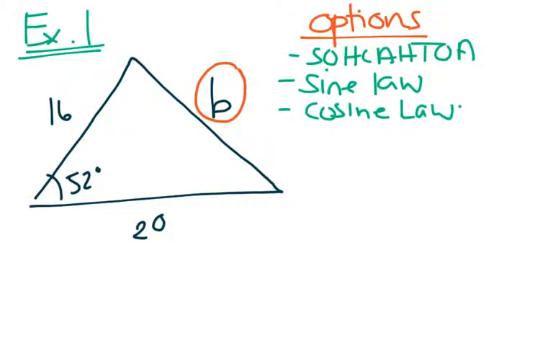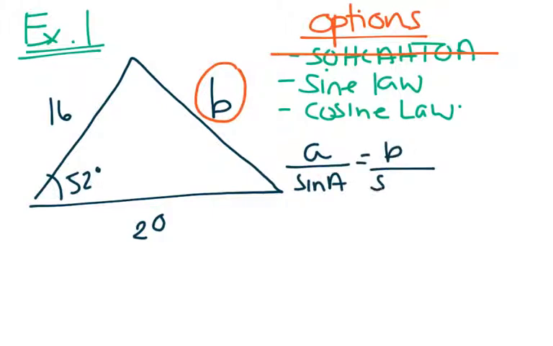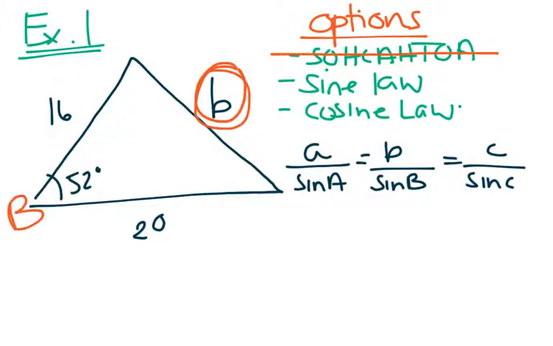So let's go through this. Can we use SOHCAHTOA? The answer is no, because this is not a right angle triangle, so we can cross out SOHCAHTOA right away. Sine law. Let's try sine law. I'm going to write out sine law, which is a over sine A equals b over sine B equals c over sine C. Before I can plug it in, I have to label my triangle. If this one is little b, this one must be big B. Why don't we make big A up here and big C there?